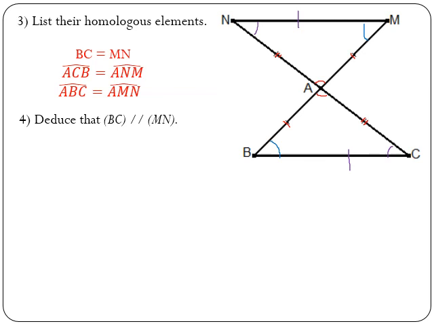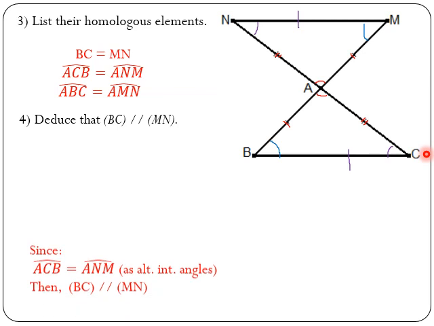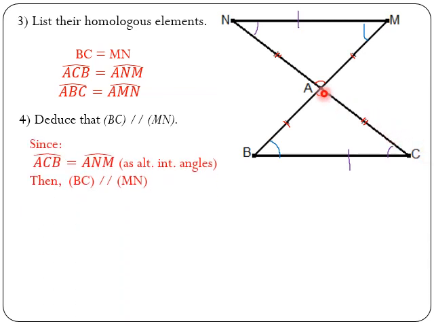How to deduce that BC and MN are parallel? Here we have angle ACB, this angle here, equals ANM. You see it? Or I can say that NMA equals ABC. They are in the position of alternate interior angles. They are making the Z shape. In the position of alternate angles, and we proved them equal, then definitely I can conclude that NM is parallel to BC.